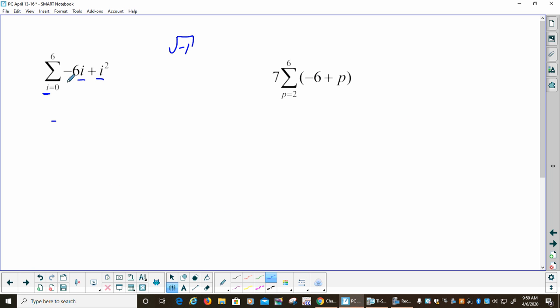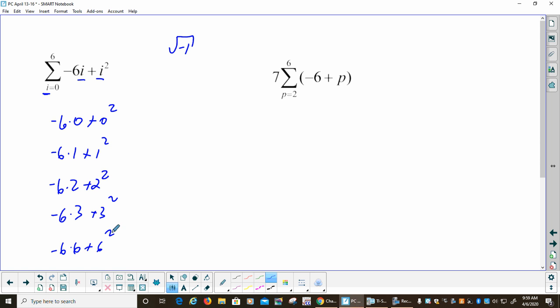So you start by filling in 0. Negative 6 times 0 plus 0 squared. Then increase it by 1. Negative 6 times 1 plus 1 squared. Then negative 6 times 2 plus 2 squared. Negative 6 times 3 plus 3 squared. All the way until you get to 6. Negative 6 times 6 plus 6 squared. And then add all those answers up to get your final answer.